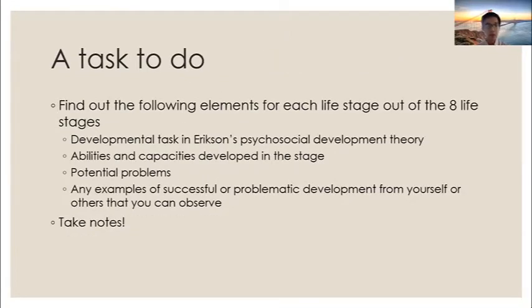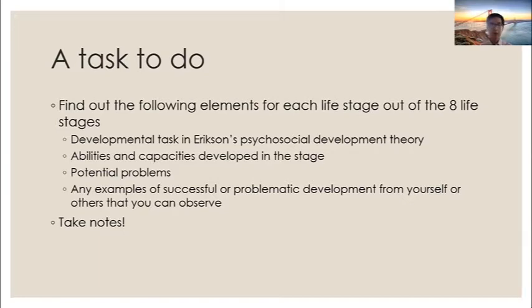So right now, here's a task for you to do. It's not a life task, but it's a small task for you to do while you are watching this video. You need to find out the characteristics of each life stage, out of the 8 life stages. For example, first of all, you need to find out what the task is in every stage under the psychosocial view of human development. You can find out the task for every stage from the task book. You can find out from the internet, from online, from other people, or from other sources.